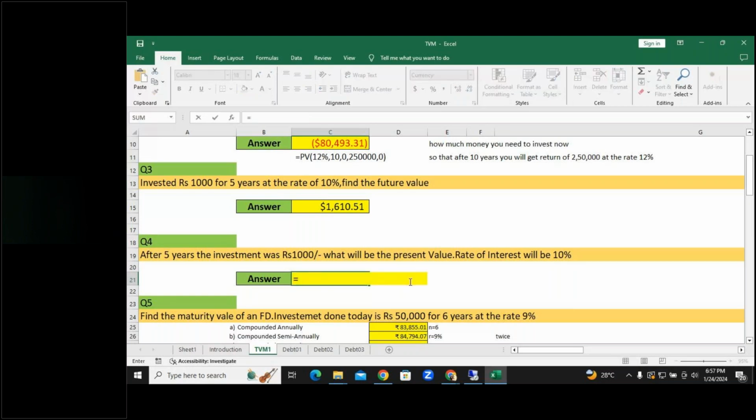Equals PV, open the bracket, rate is 10%, comma, NPER is 5 years, PMT is 0. So future value. So I am going to receive 1000 rupees. So I am going to show it in the positive value for end of the period. So it is 620 rupees. I need to make the investment today. So today if I make 620 investment, after 5 years I am going to receive 1000 rupees. Okay. So here 480 will be the interest amount I will be receiving.